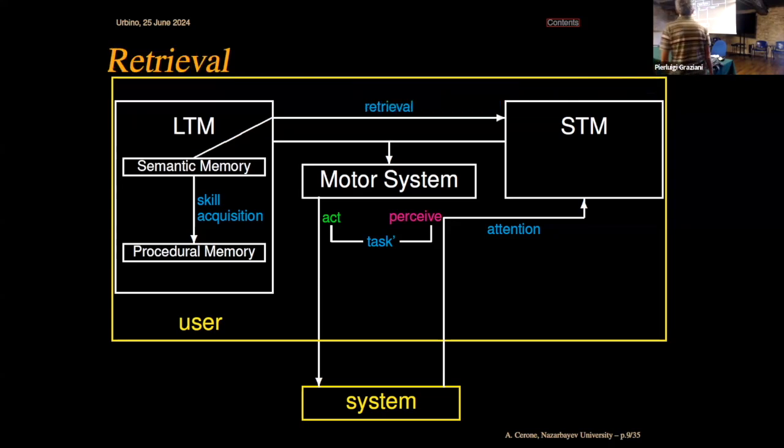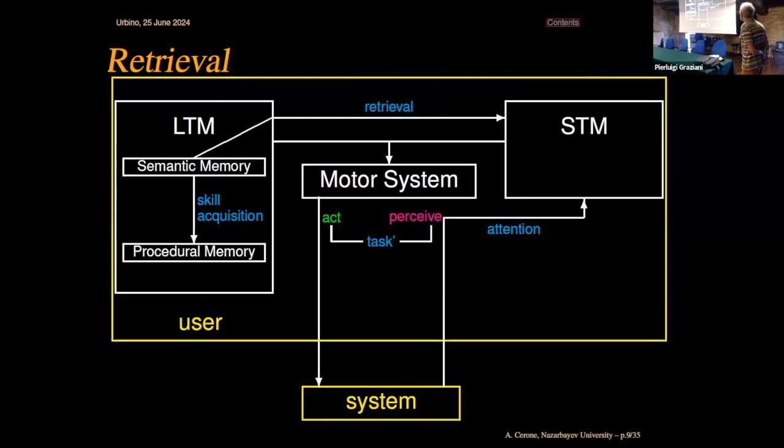Okay. Now, another important thing, of course, we build our knowledge in semantic memory, but we want to be able to retrieve it because we need to use the information. So we also have a process in the other direction that transfers from long-term memory to short-term memory.